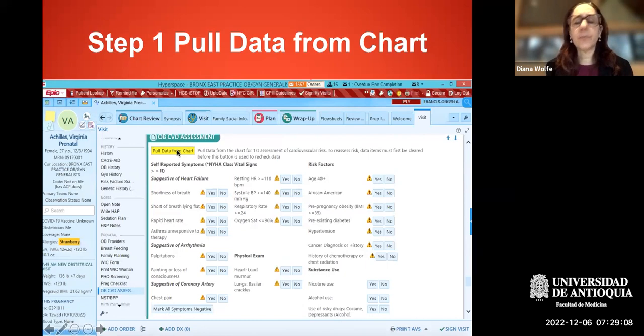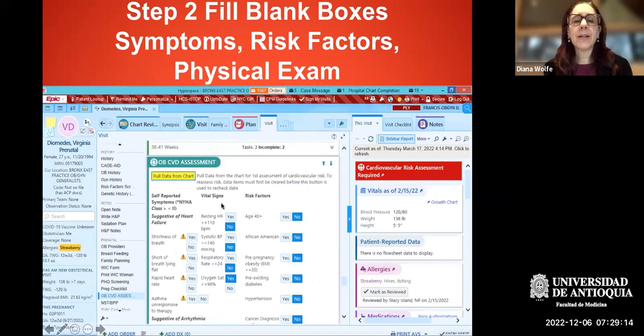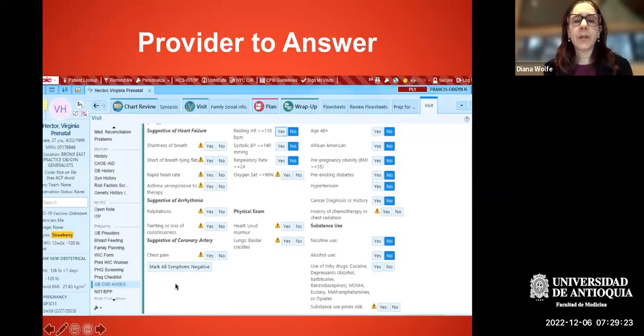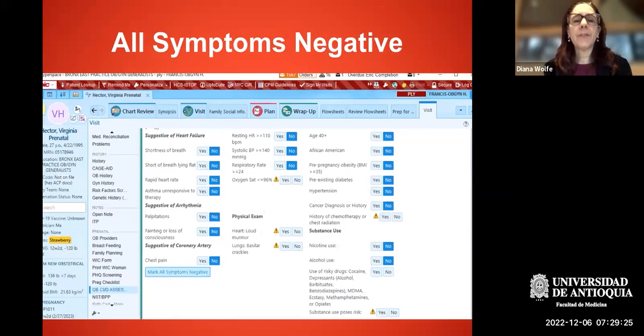So you can mark all symptoms negative. First, actually, primero, pull data from chart. Cuando se pull data from chart, everything that's already in the patient's chart will automatically click. The next thing, now, if the patient has no shortness of breath, no chest pain, nada, nada, nada, se puede click mark all symptoms negative.